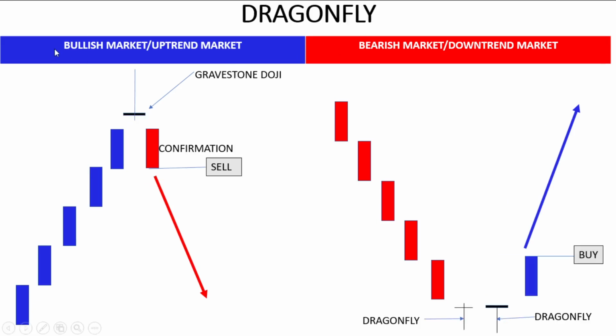Dragonfly. On a bullish market, this kind of candle comes up. On a bullish market it is called a gravestone doji, with a small body or without a body, long wick at the top, small wick at the bottom. This is called a dragonfly or gravestone doji. Where? On a bullish market. Then wait for confirmation, then take your trade. This type of candle is what we want to see.